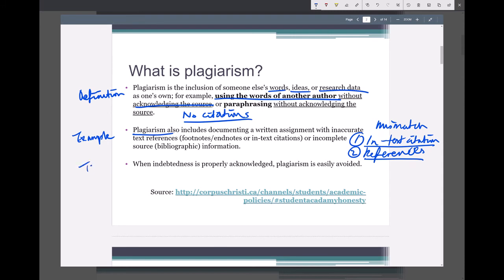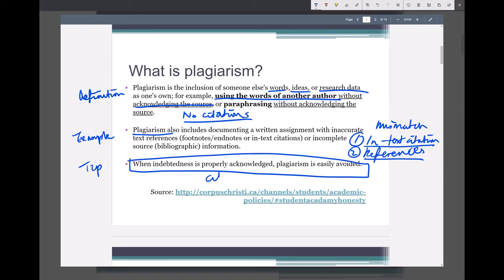So the tip for all this is, when you cite your sources properly and match your sources, match your citations, that equals no plagiarism, or academic honesty, which is good news for you. And good news for the readers too.